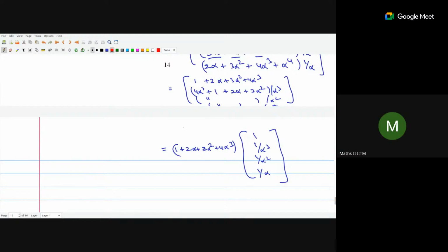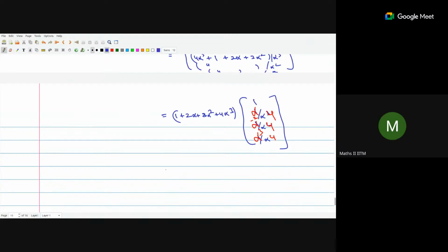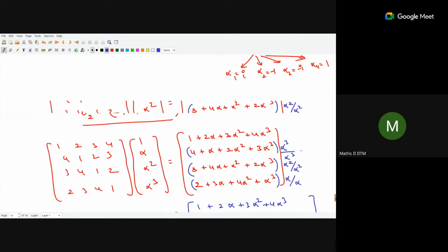What will you get? Alpha, and this is alpha power 4. So you just multiply alpha square and the denominator will become alpha power 4. You just multiply alpha cube, the denominator will become alpha power 4, and all this alpha power 4 is 1. Finally we get 1 plus 2 alpha plus 3 alpha square plus 4 alpha cube multiplied by 1 alpha square alpha cube. On the left hand side we have this.